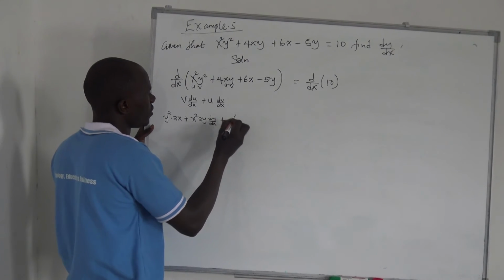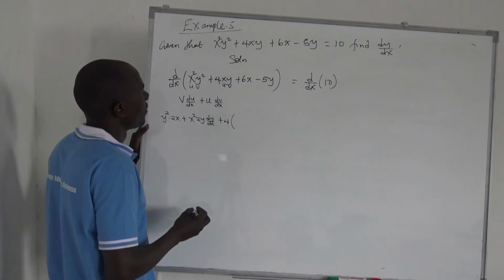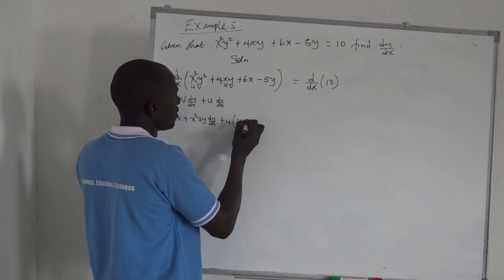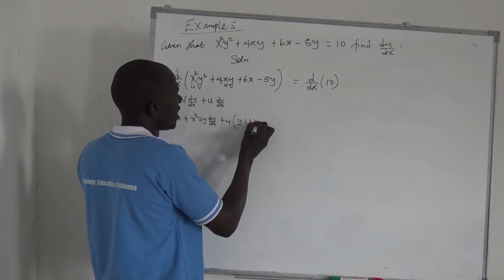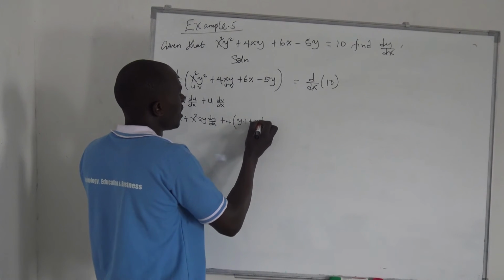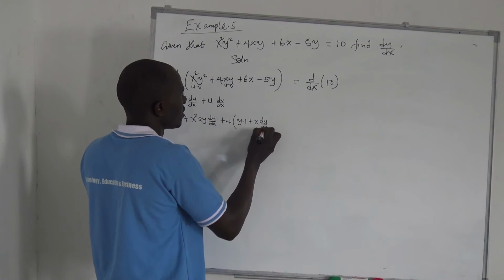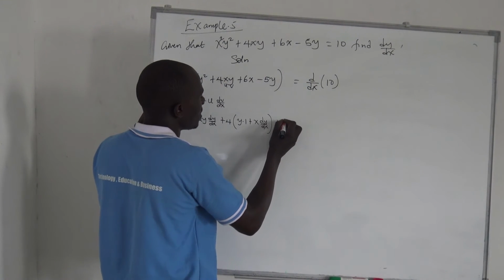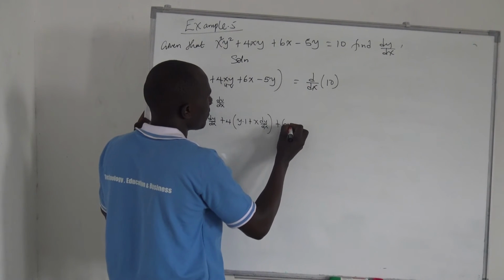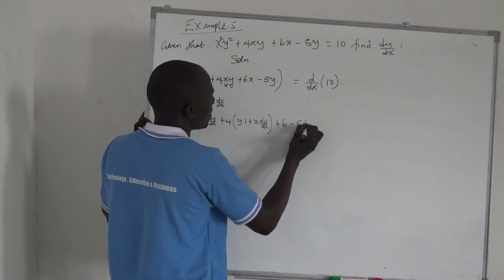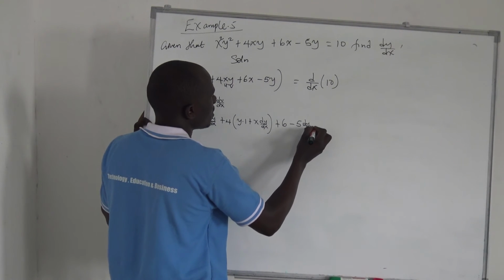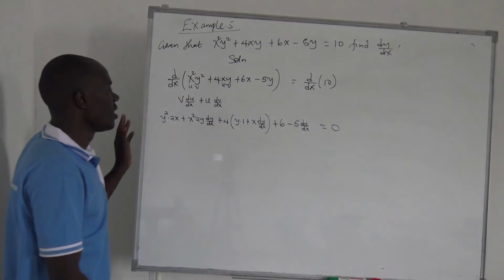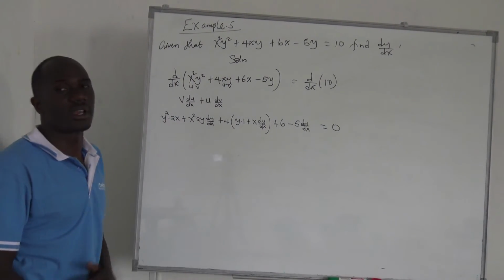plus 4 into what? Our v is already y. When differentiating x, you get 1, plus our u is x. When differentiating y, you get dy/dx, plus when you differentiate 6x, you get 6. When you differentiate 5y, you get 5 dy/dx. The whole thing, when you differentiate 10, is a constant, you get 0. Then from there, we open the brackets.